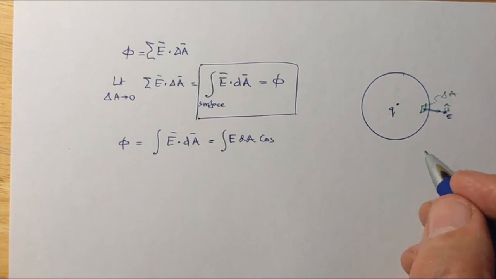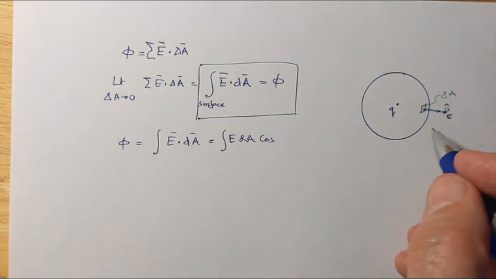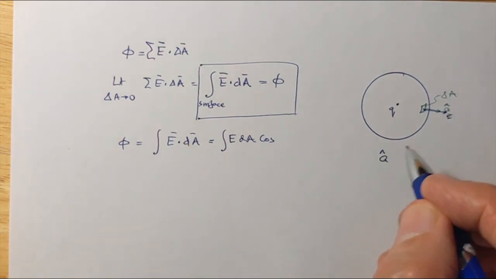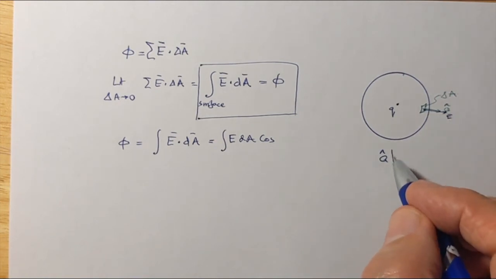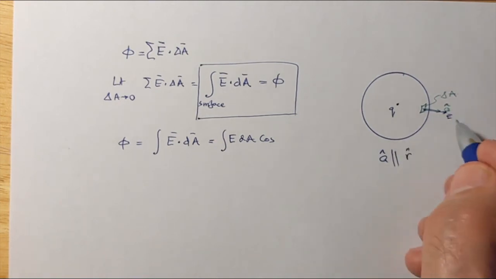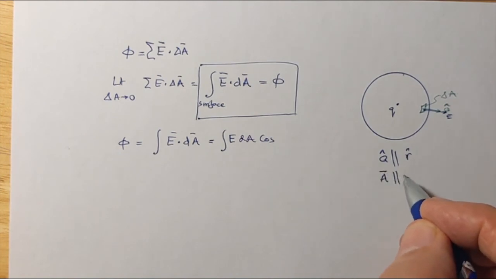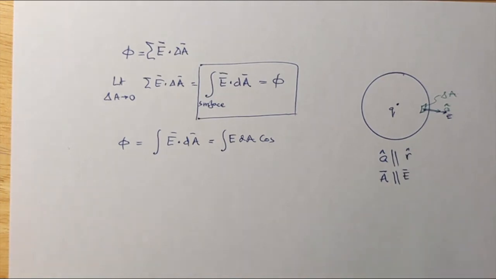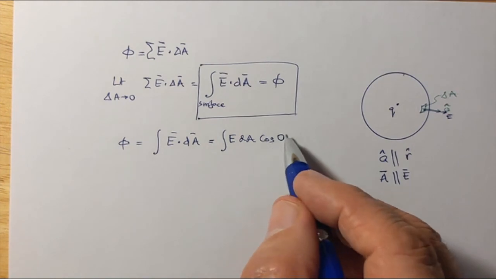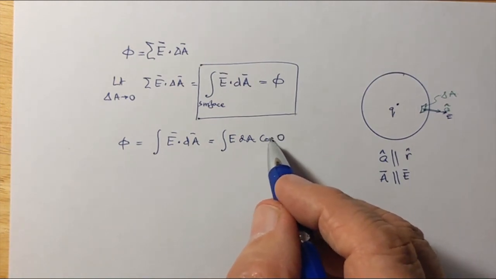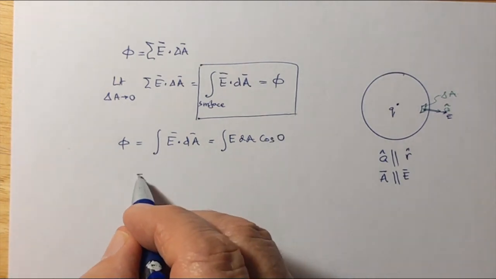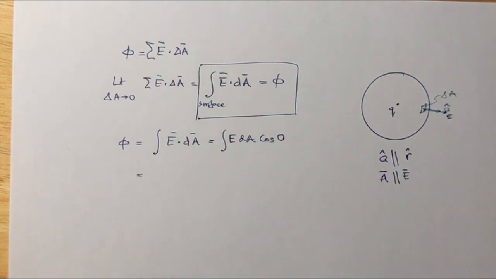And we see that at every point along this surface, the direction of the area is parallel to the direction of the electric field. And because it's the same everywhere, this angle is going to be 0 degrees. Cosine 0 is 1, so it's constant, it can be taken out. So now it's just 1, so we can also ignore it.